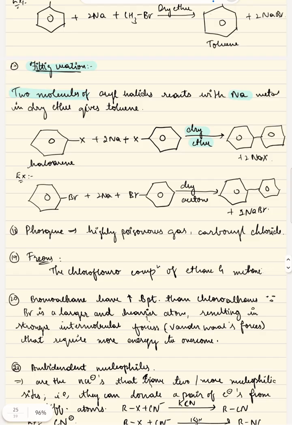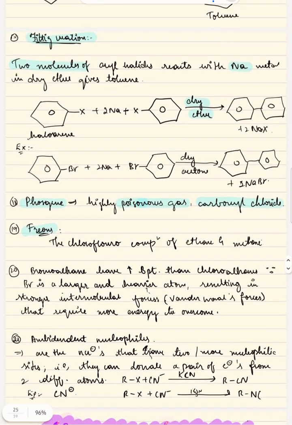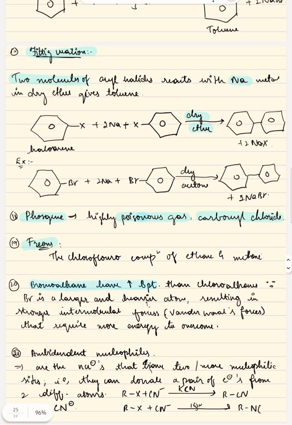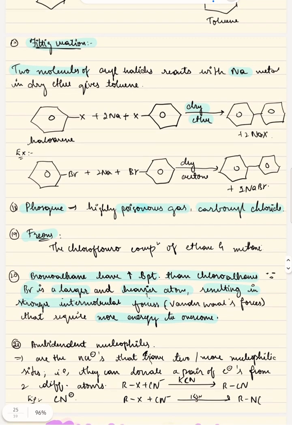Next, what is phosgene? Phosgene is a highly poisonous gas, which is carbonyl chloride. Freons are chlorofluorocarbon compounds of ethane and methane. Bromoalkanes have a higher boiling point than chloroalkanes because bromine is a larger and heavier atom, resulting in stronger intermolecular forces, that is van der Waals forces, requiring more energy to overcome.